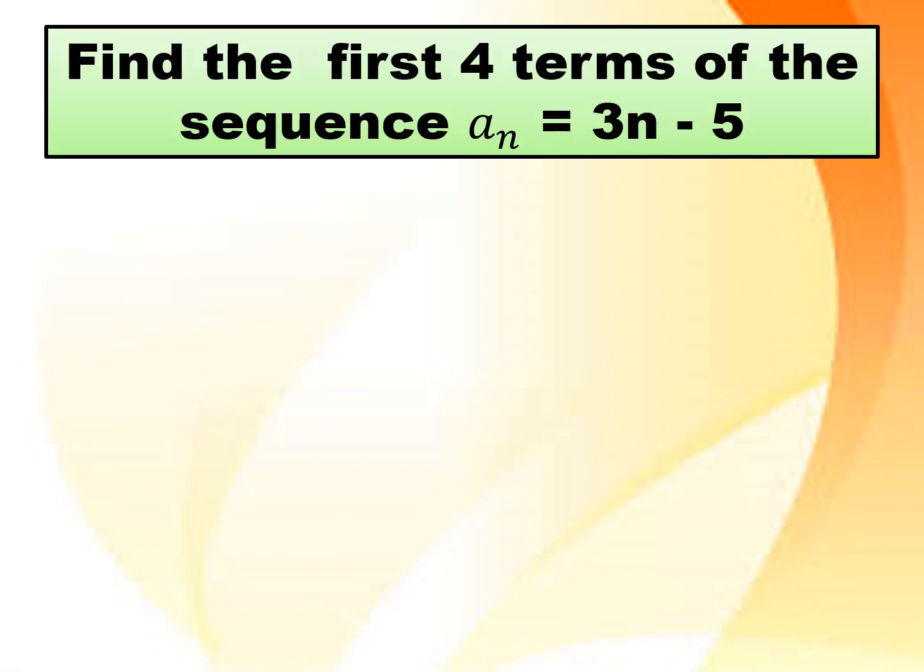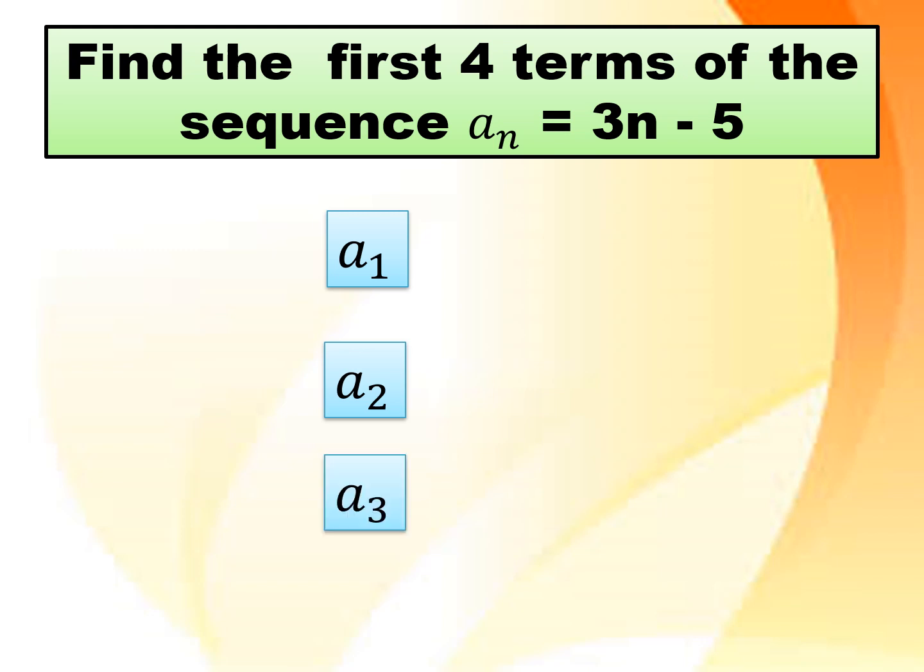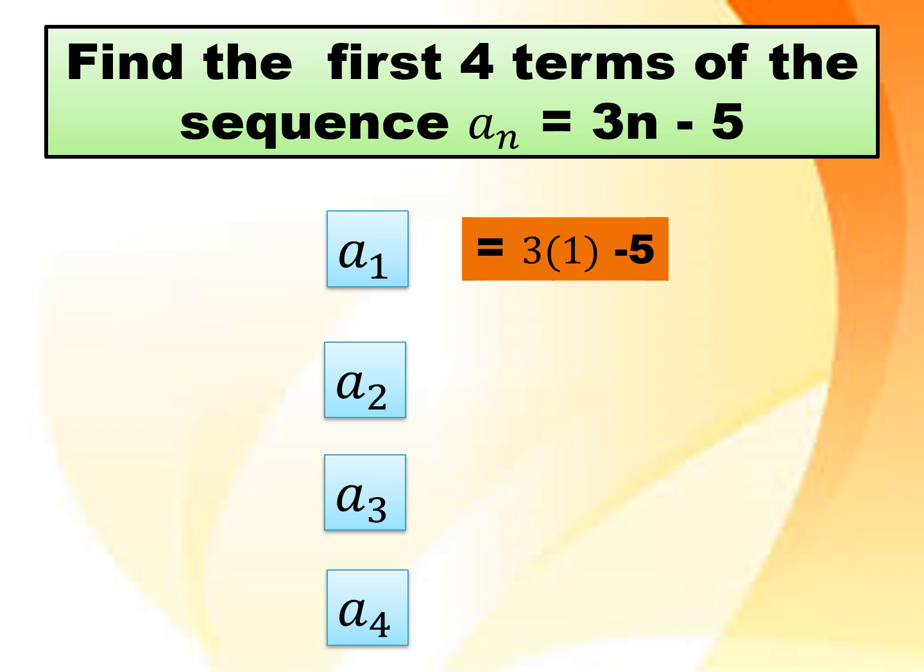Let's have our second example. Let us find the first four terms of the sequence a sub n equals 3n minus 5. Since we are going to find the first four terms, we will then have a sub 1, a sub 2, a sub 3, and a sub 4. By substituting the value of n to the number of terms, we will then have for a sub 1, that is 3 times the value of n, which is equal to 1, minus 5. And that is equal to negative 2.